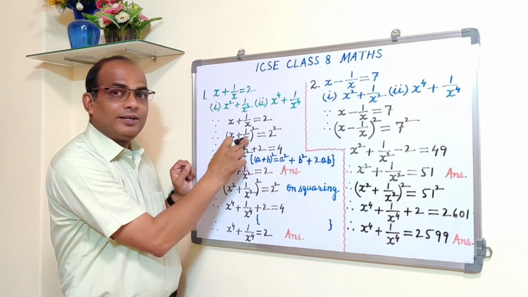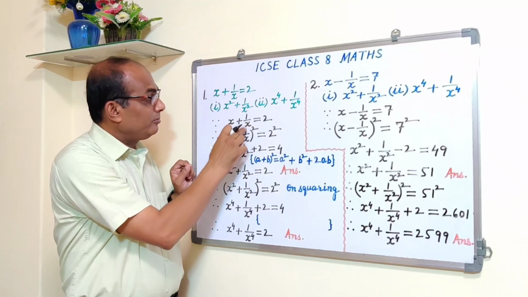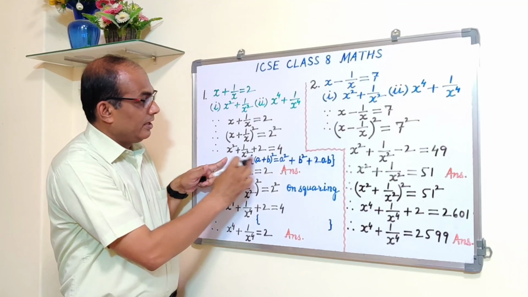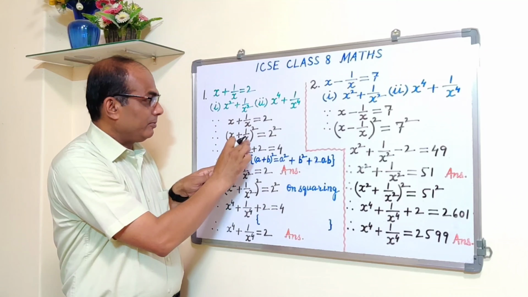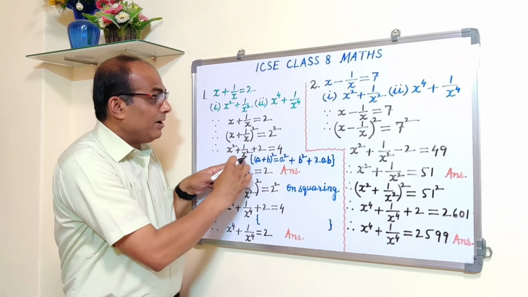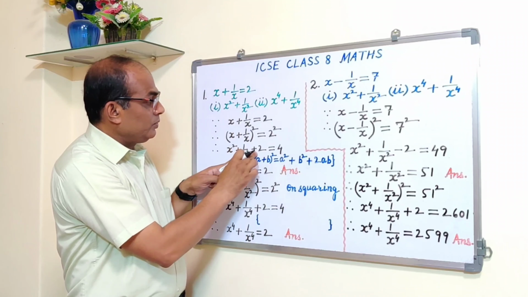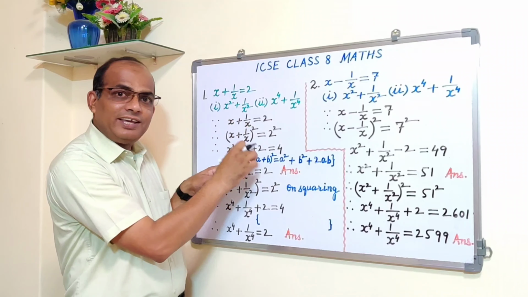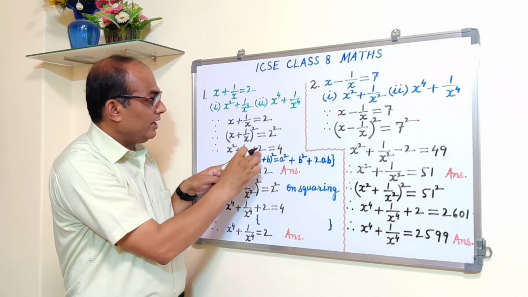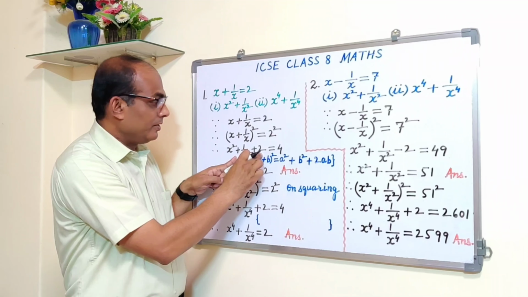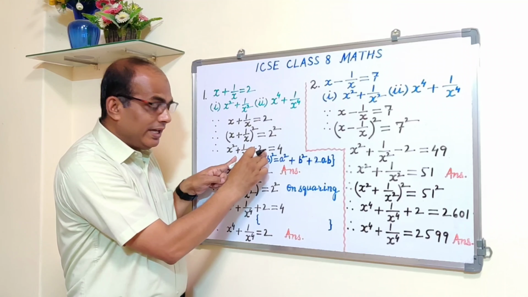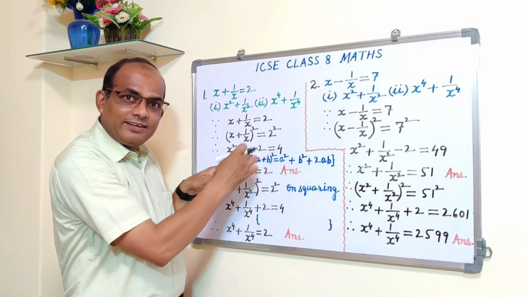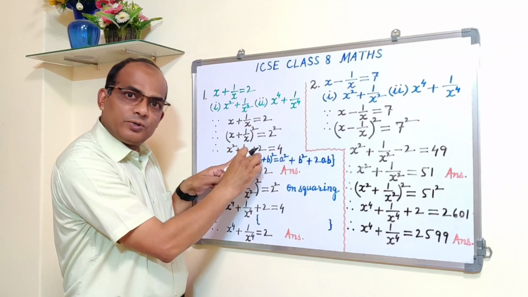See, a plus b. In place of a we have x, in place of b we have 1 upon x. So a square means x square, plus b square, so 1 upon x square, plus 2ab. So 2ab, a means x, b means 1 upon x. So x into 1 upon x, x and x cancel each other, and ultimately we are left with only 2.